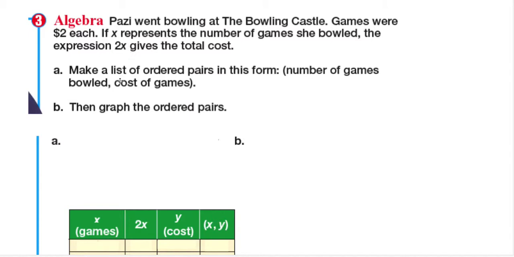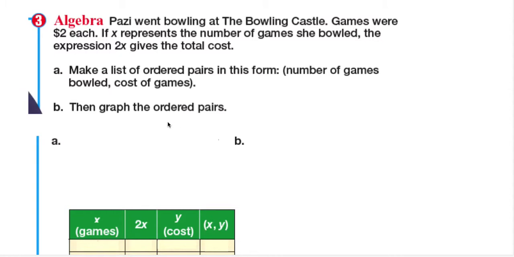Letter A: make a list of ordered pairs in this form: number of games bowled and the cost of the games. So that means you have an ordered pair where the number of games bowled will be your X coordinate and the cost of the games will be your Y coordinate. And letter B is asking: graph the ordered pairs.